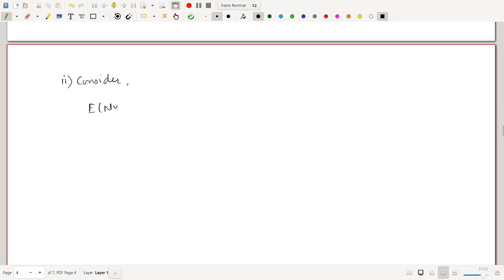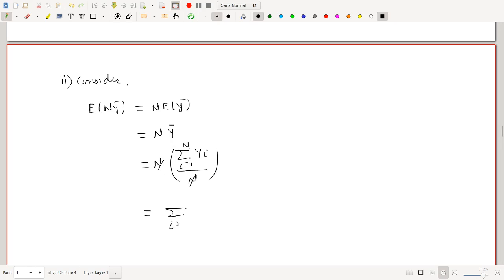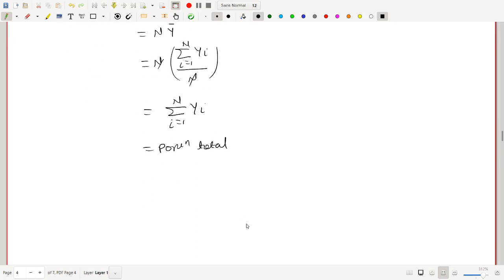Consider expected value of n into y bar. So this is equal to n into expected value of small y bar. Just now we had proved this is n in y bar. So the formula for y bar is summation i running from 1 to capital N, capital Y upon N. So here n will get cancelled. This is summation i running from 1 to capital N, capital Y, and this is your population total. This means n into y bar is an unbiased estimator of population total.